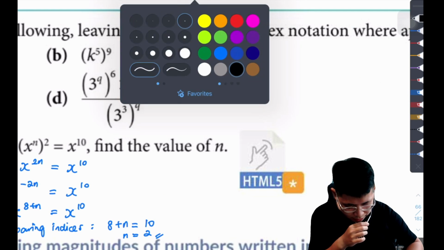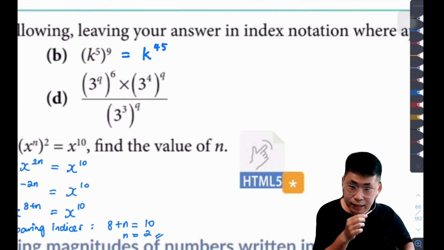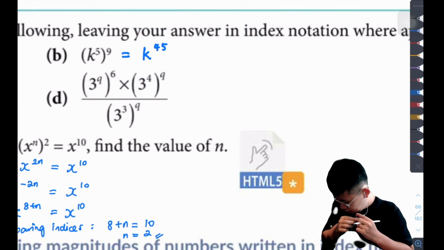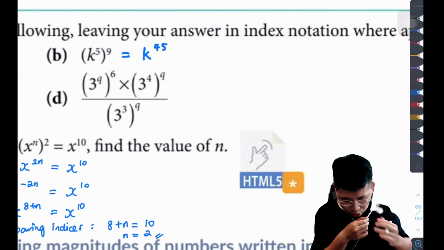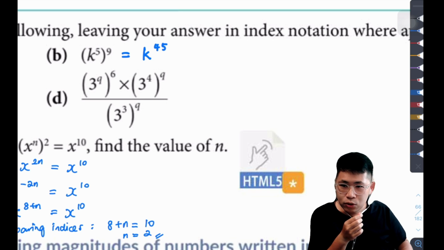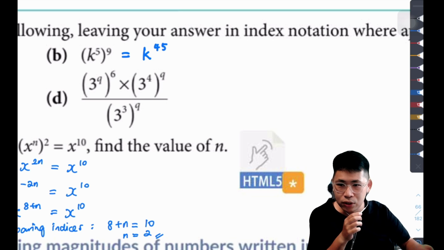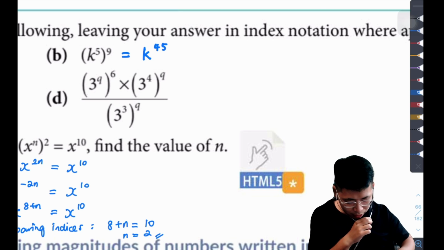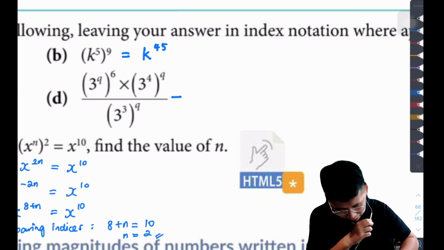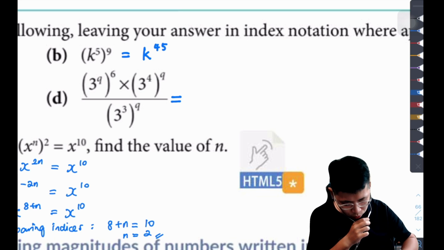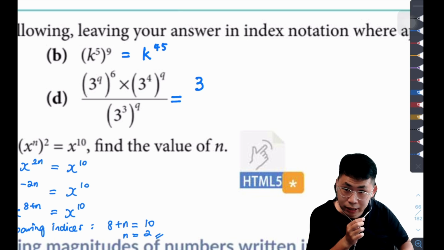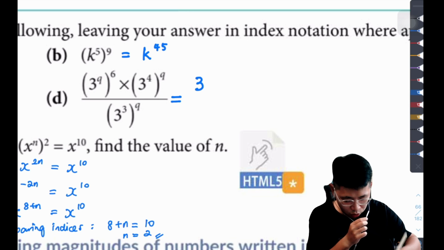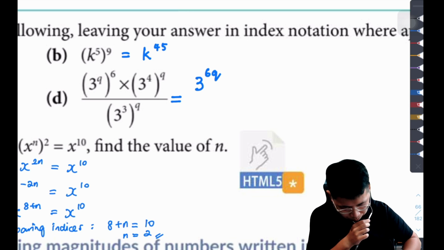Okay, next let's take a look at question D. For question D over here, we have 3 to the power of 6, to the power of q, multiplied by 3 to the power of 4, to the power of q. So how do we simplify this? We will continue with our multiplication one. So 6 and q will be together, so 6q, right? Multiplied by 3 to the power of 4q.